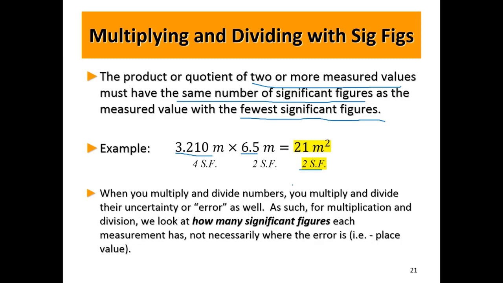Yes. So for adding and subtracting, it's where the last significant figure is. But for multiplying and dividing, it's how many sig figs you have. So don't get those two confused. It is kind of important.